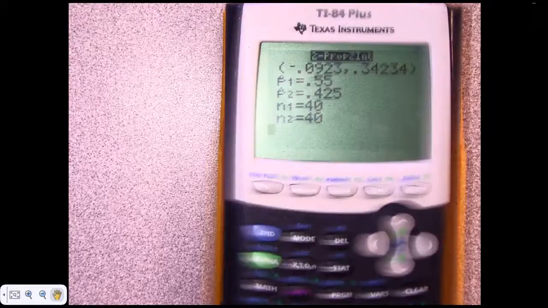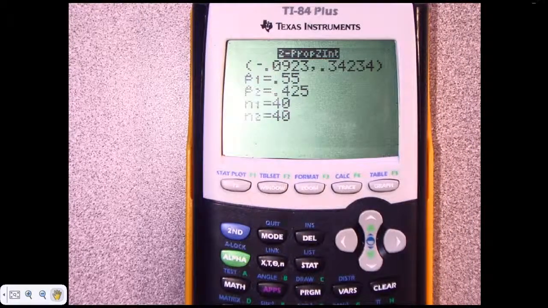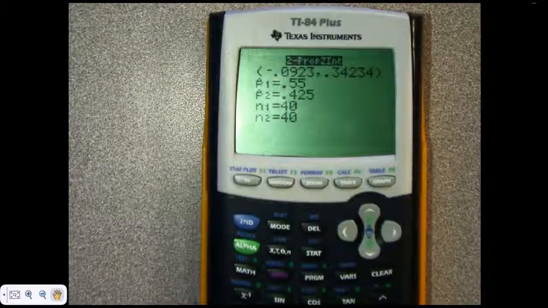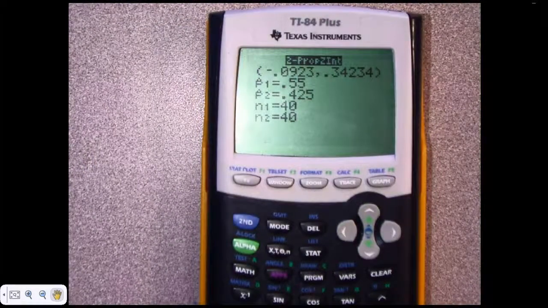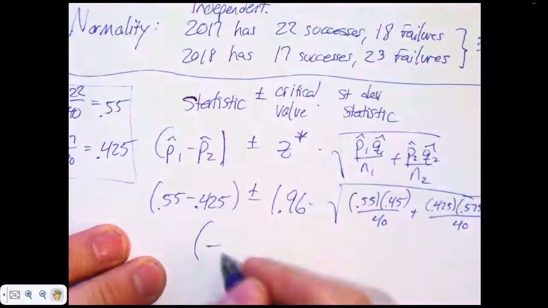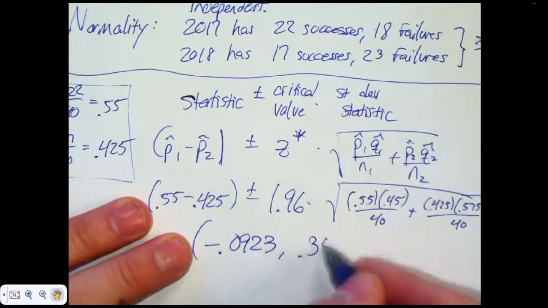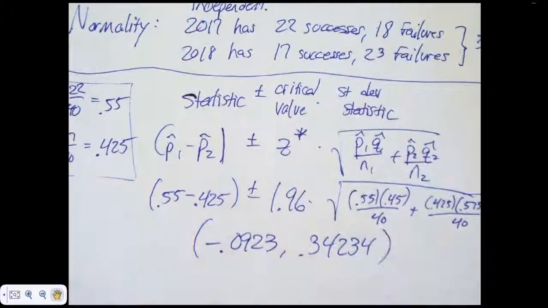That gives you all the stuff. So it actually tells you P1 hat, P2 hat. So you could run through this first, and then before you wrote this stuff, you wouldn't have to worry about doing this stuff over here on the side. Everybody get what I got? Negative 0.0923. Okay, so negative 0.0923. 0.34234.